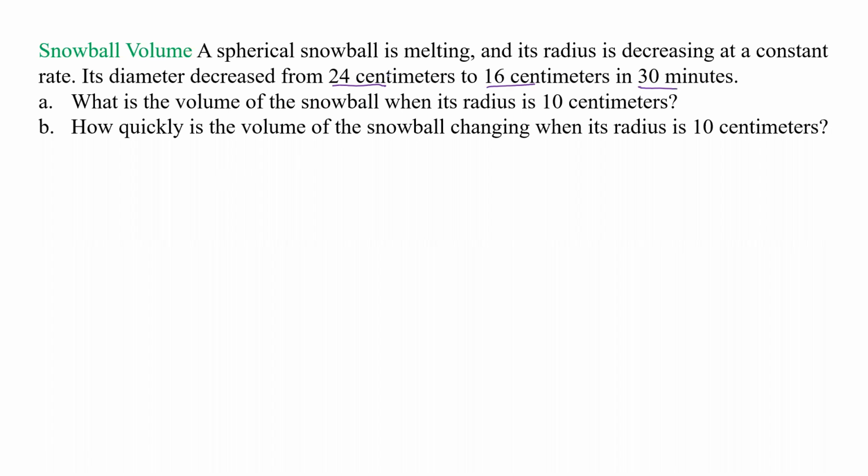Now, if you think about that, if we're decreasing at a constant rate, that's going to give us a rate. If we say the latter, 16, minus the former, 24, divided by the latter, 30, minus the former at time 0. Well, 16 minus 24 over 30, that's going to give us what? Well, that's going to be negative 8 over 30. We could reduce that, but we'll just leave it for now: negative 8 centimeters per minute. Okay, so that's the rate we need eventually.